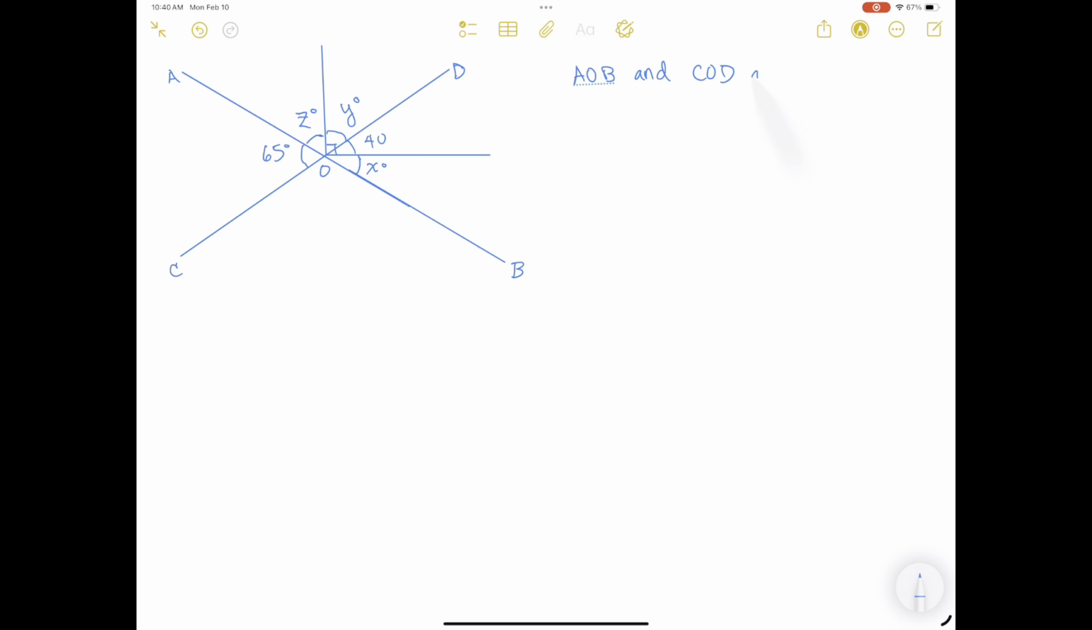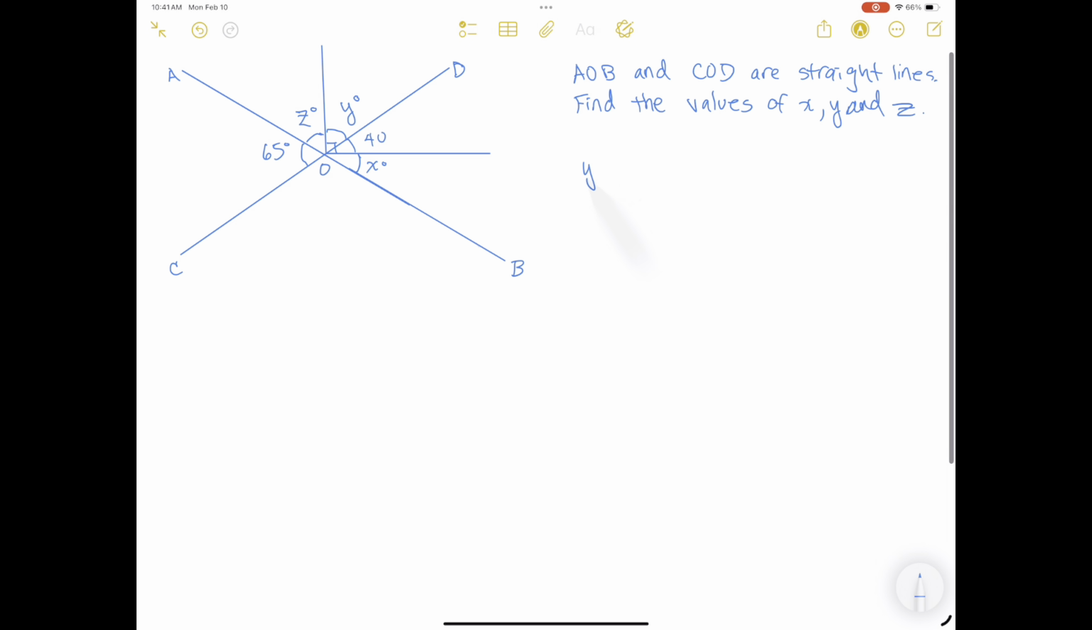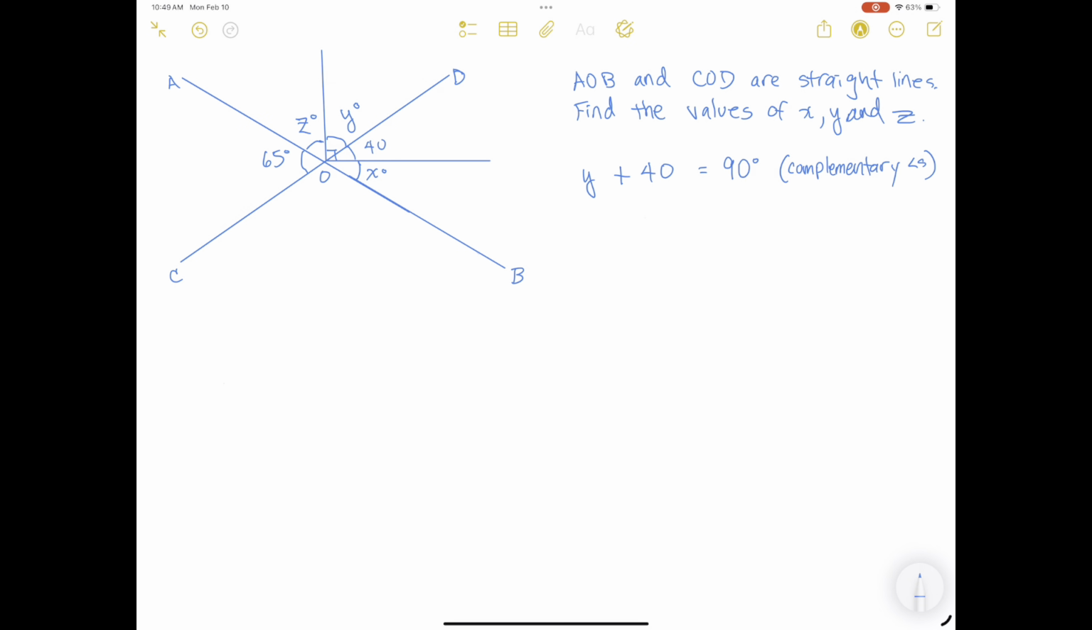In this figure, AOB and COD are straight lines. Find the values of x, y, and z. First of all, we see that there is a right angle. Y plus 40 degrees makes up a right angle. So by definition, y plus 40 equals 90, because the sum of complementary angles is 90 degrees. So y plus 40 equals 90.